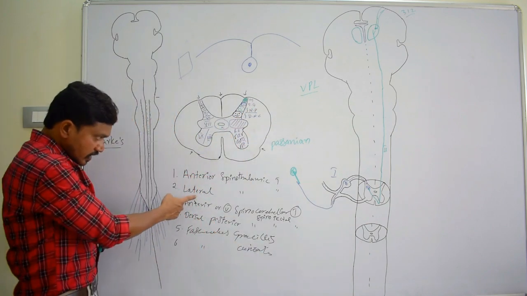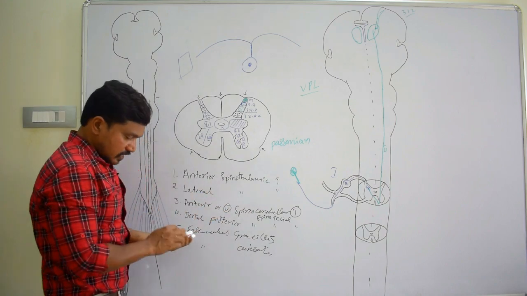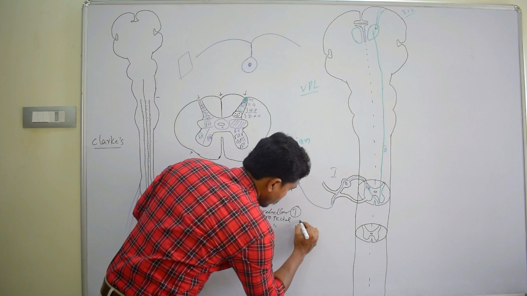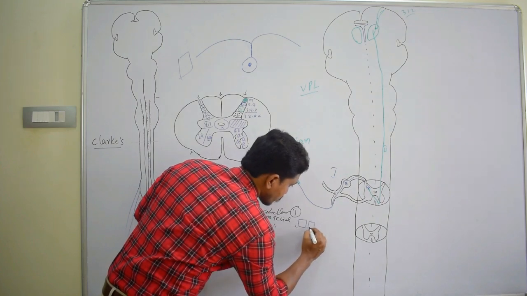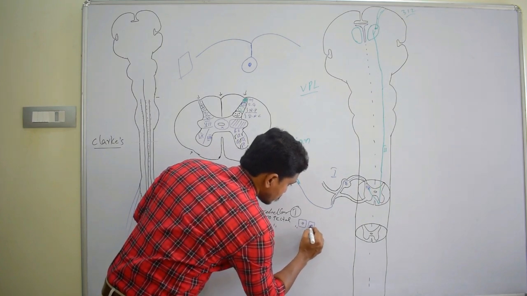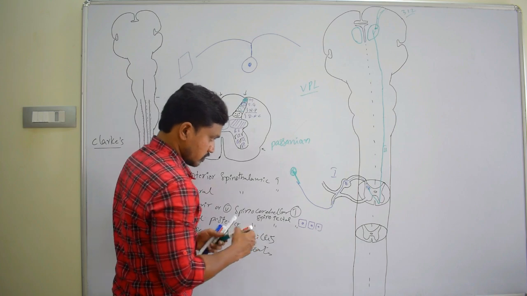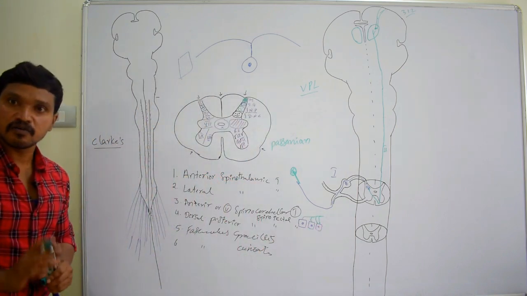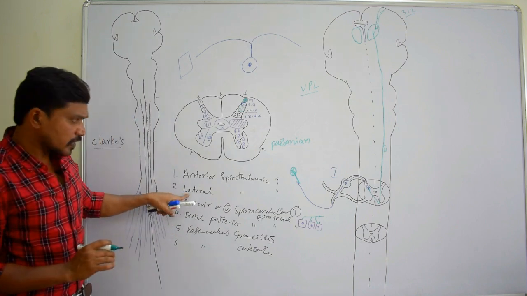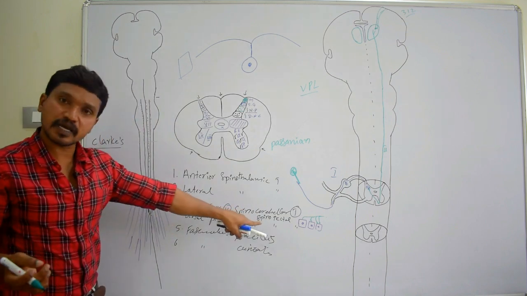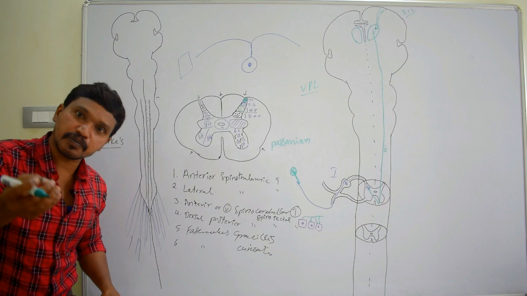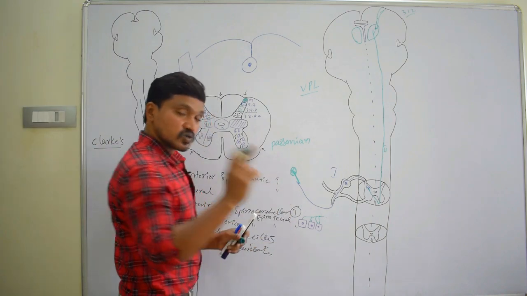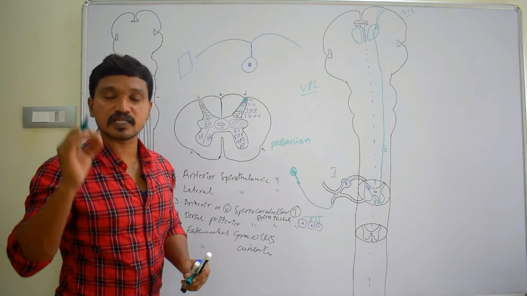So when you take the lateral spinothalamic tract, first we should know the receptor. For pain, the receptor is called free nerve endings. These are the cells and this is the free nerve ending. The lateral spinothalamic tract is not only carrying pain sensation, it is carrying temperature sensation also. For temperature, there are two receptors. One is for warm, another is for cold.